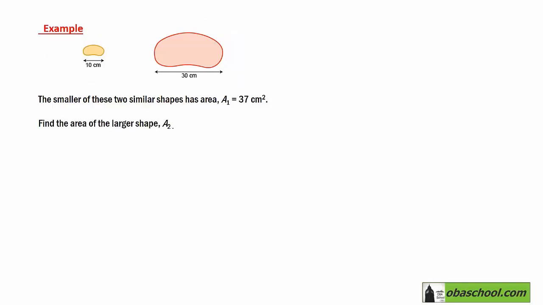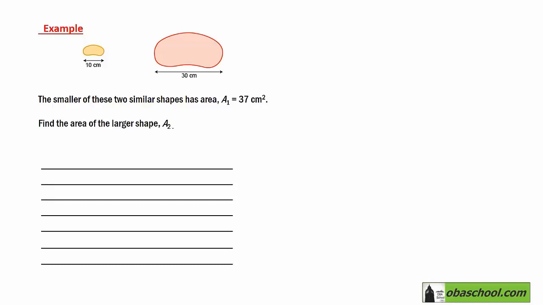So taking a look at these two, the small one on the left right here has an area of 37 centimeters squared with a length of 10 centimeters, while the other one has the length 30 centimeters, but we need to find its area. So in order to find the area, we use the ratio of lengths for the given 10 centimeters to 30 centimeters, which gives us a ratio of 1 to 3. So with a ratio of 1 to 3, we will be finding A2.